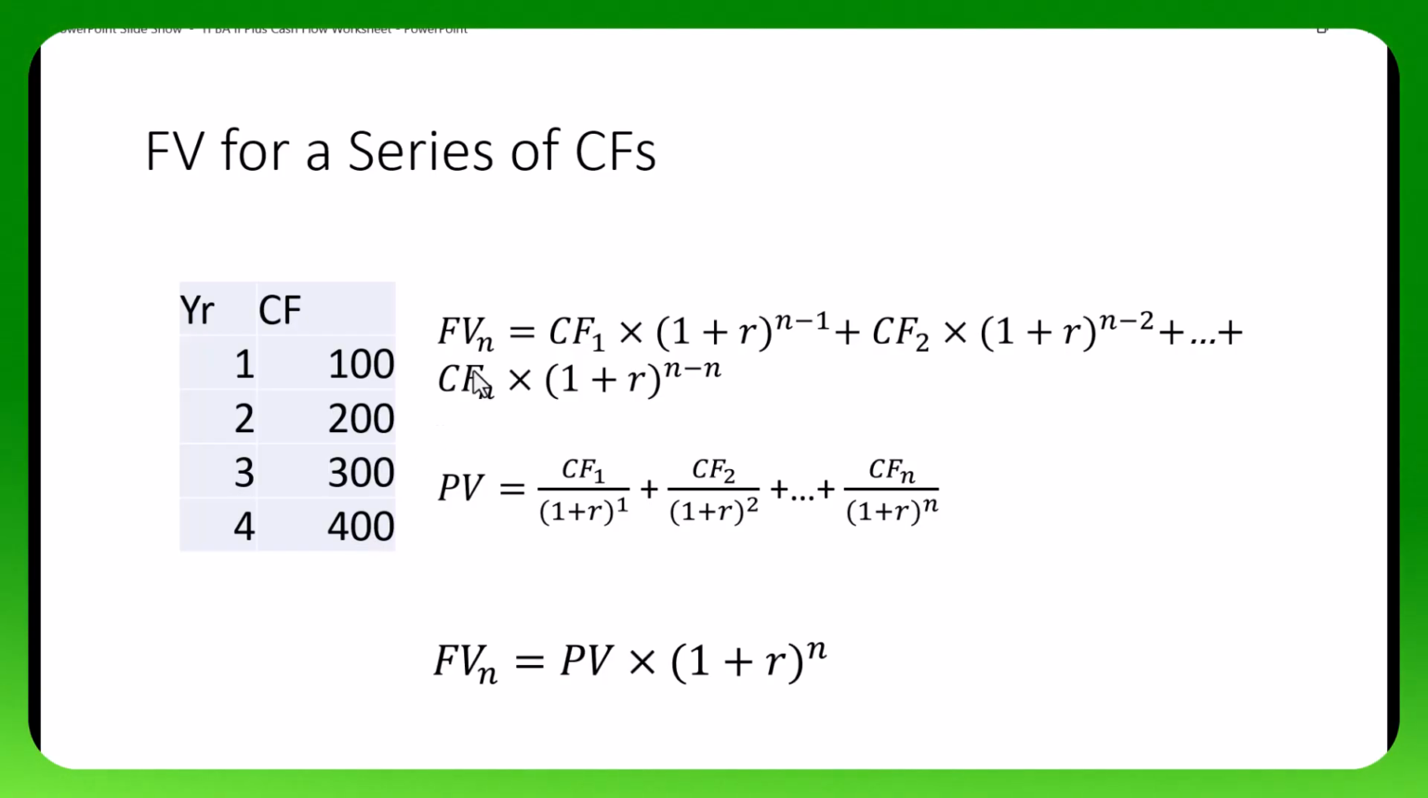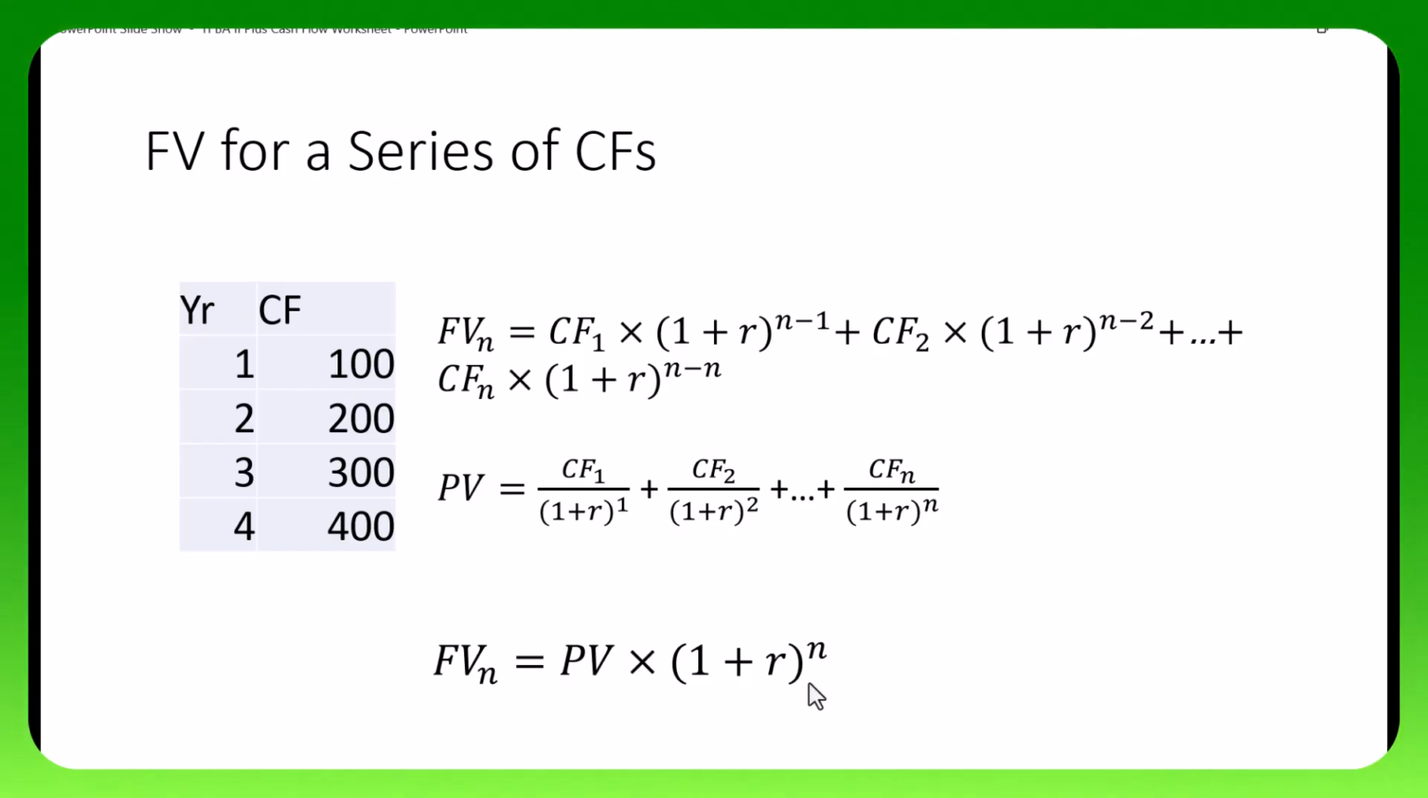Well, what's the future value equation? Well, this first cash flow is going to grow for 1, 2, 3 years, right? So there are 4 years, but the first cash flow is in year 1, so it's only going to grow for 3 years. 4 minus 1. 200 is going to grow for 2 years. And that last cash flow is going to grow for 0 years. Okay? Anything raised to the 0 power is 1.